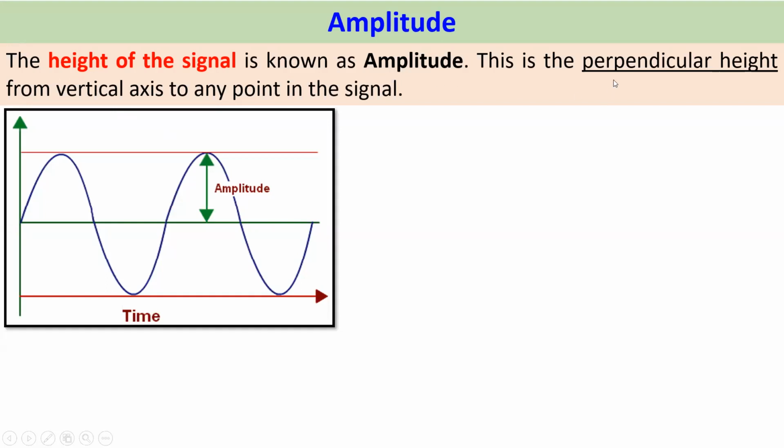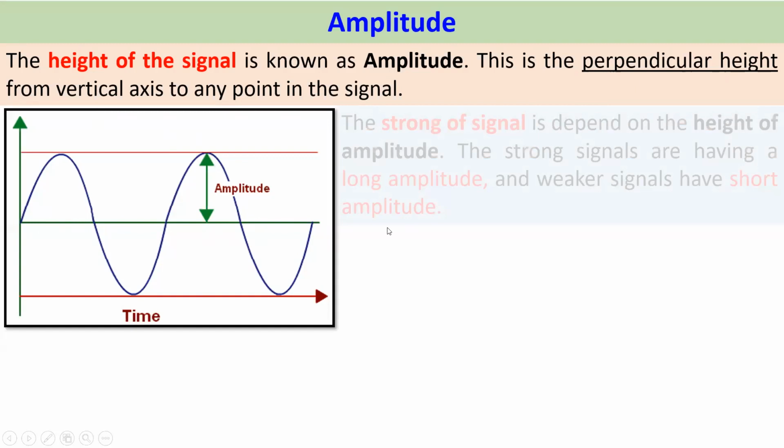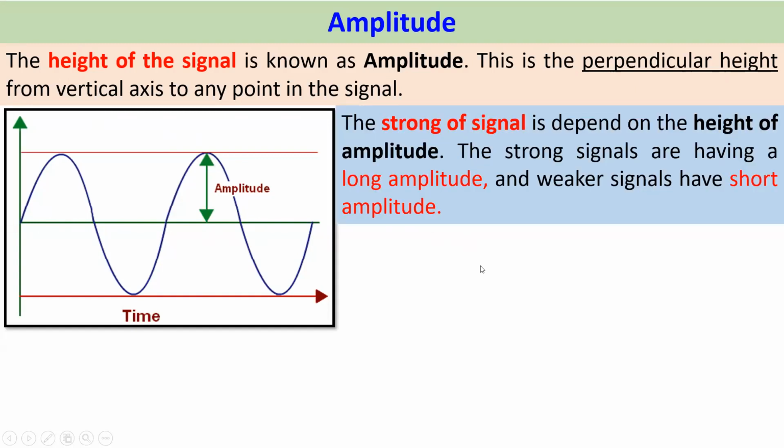Here they are saying, look at the underlined words, perpendicular height. Perpendicular height from the vertical axis to the point in the signal, not the horizontal axis. Actually, this one is the vertical part. From the vertical axis to the maximum point of the signal.